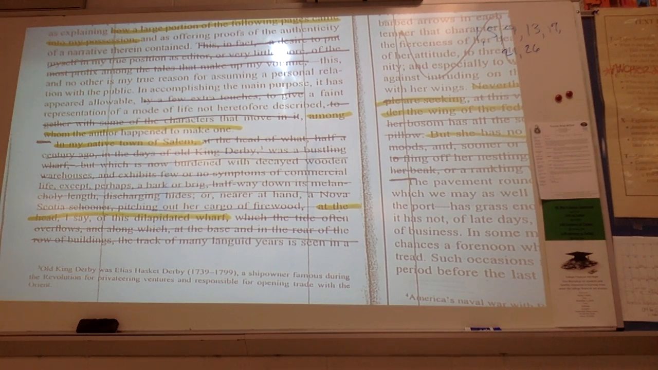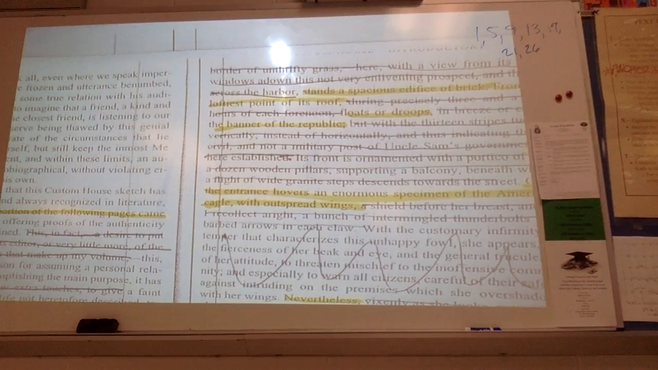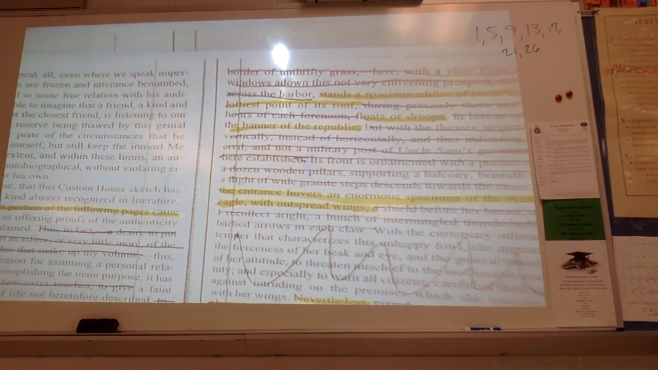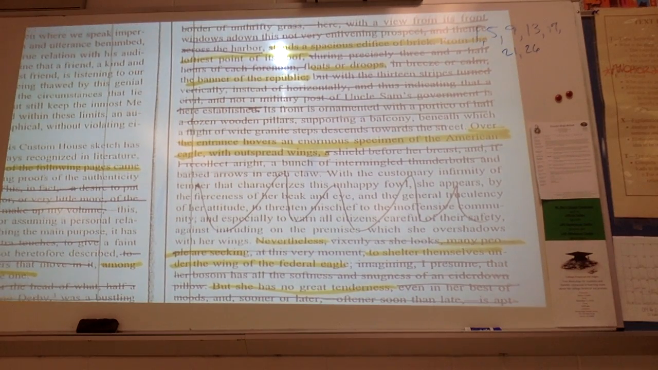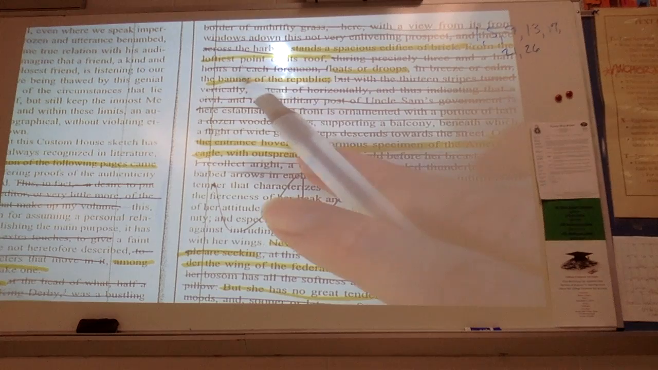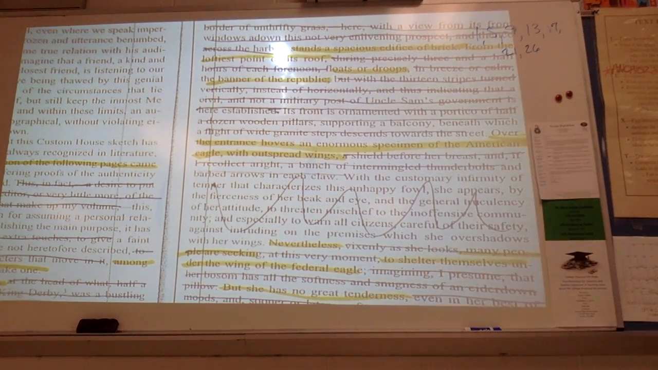"But which is now burdened with decayed wooden warehouses," blah, blah, blah. And then he ends with, "At the head, I say, of this dilapidated wharf," next page, "stands a spacious edifice of brick." Because he's talking about the building, he's describing it in a little bit of detail here. And he tells us that from the loftiest point of the roof floats or droops the banner of the Republic, so the flag.